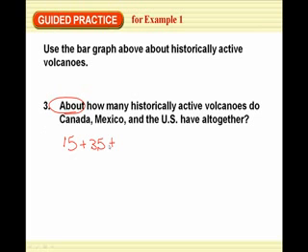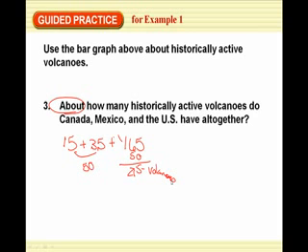And the United States is up there between 150 and 180. What do you want to say? I'm going to say about 165. So when we add those together, 15 and 35 make 50, plus our 165, so about 215 active volcanoes, about somewhere around there.